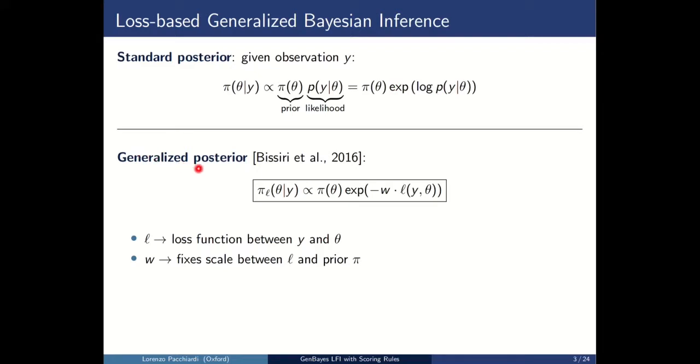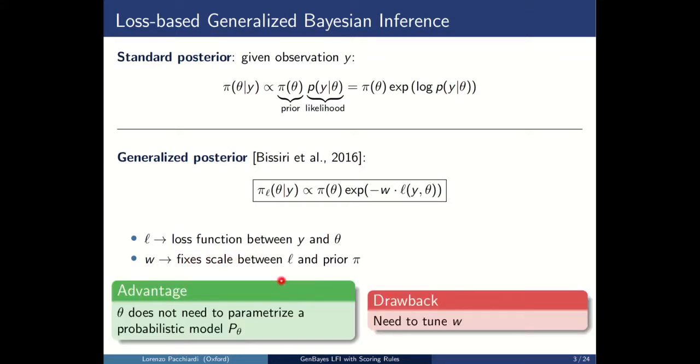this is easier to connect to the notion of generalized Bayesian posterior, which was introduced in this work from 2016. The idea is that there you just replace the negative log likelihood with a loss function between y and theta. And this loss function can be any loss function, generic. Here in this expression, you have to fix the scale between the loss and the prior pi with this scalar value w. So what is the advantage of using this generalized posterior? The advantage is that theta does not need to parameterize the probabilistic model p theta actually. And the drawback is that you need to tune this value w here.